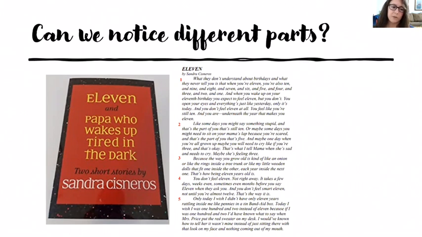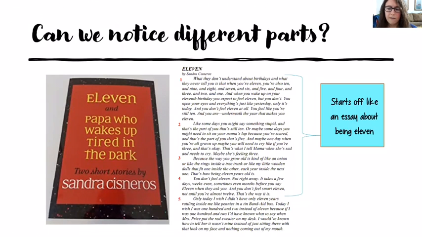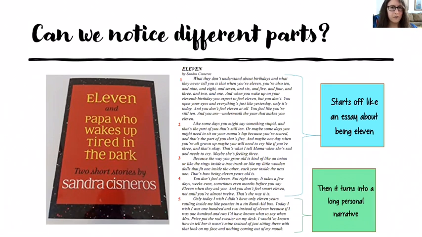You should all be familiar with the story "Eleven" by Sandra Cisneros. Again, I don't know if I said her name right. I'm not going to read the whole story, but instead I'm going to focus on this first part of this page. For the sake of time of the video, I'm not actually going to read this whole page. You can read it, but I want to point out that the beginning of this essay, if you'll notice, starts off like it's an essay about being 11. It's teaching you what 11 is. And then where it says 5, it starts to turn into a very long personal narrative. You could go ahead and read this on your own and see if you notice that same thing.